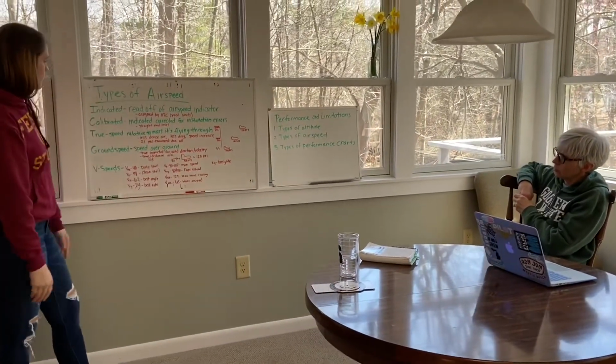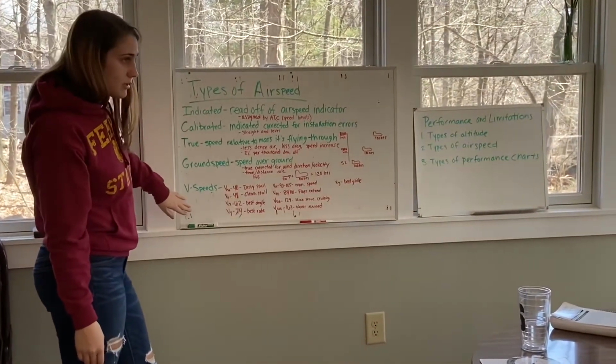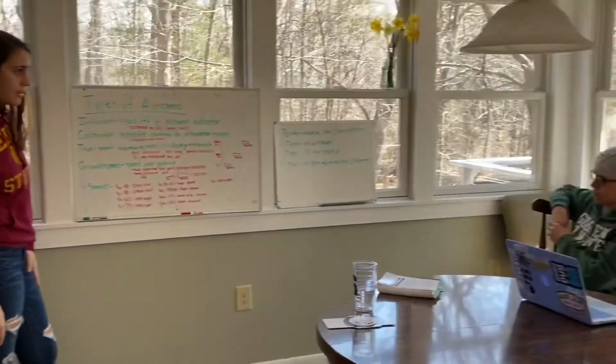Okay. So we went over indicated, calibrated, true, ground speed, and then the V speeds. You guys have any questions? Okay.